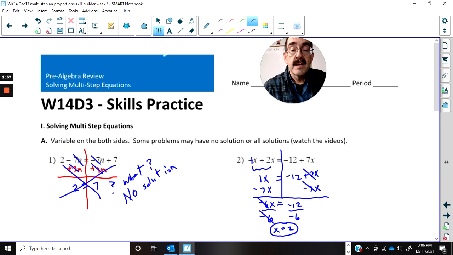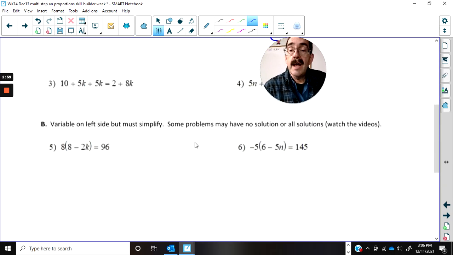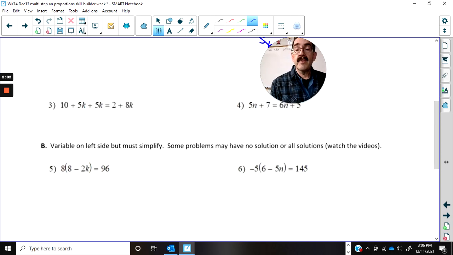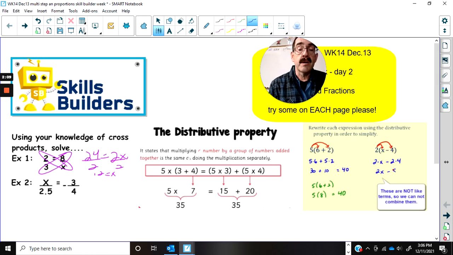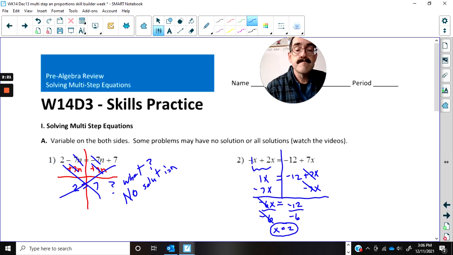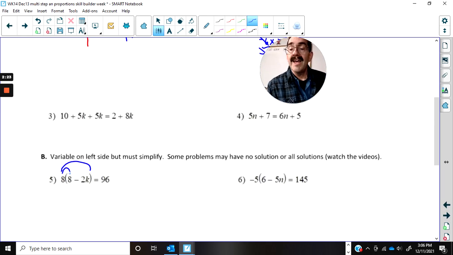Okay? Alright, so you try a couple. Now the distributive property. We've got to know how to distribute. Parentheses means multiply. So if you have to, kind of look at this here, right? Where we're multiplying and distributing. Multiply to distribute. Alright, give it a try. 5 times 3 is 15. 5 times the 4 is 20. Alright? Okay, so what do we got here? 8 times 8, 64. 8 times a negative 2k.